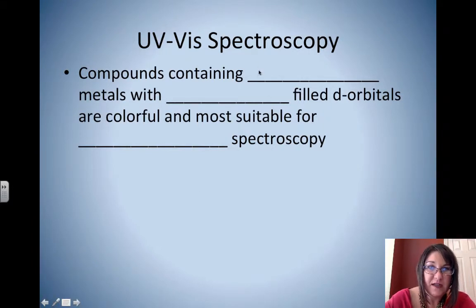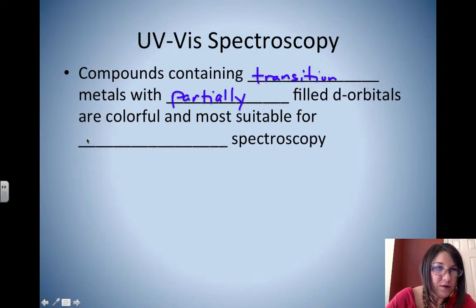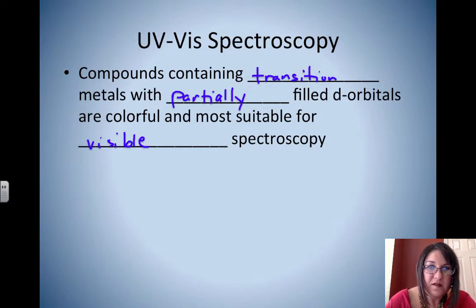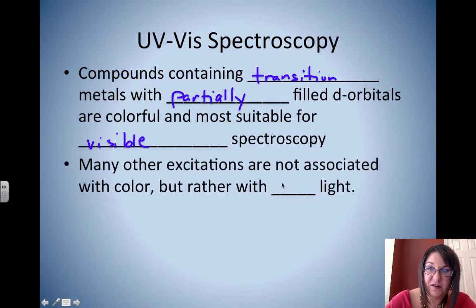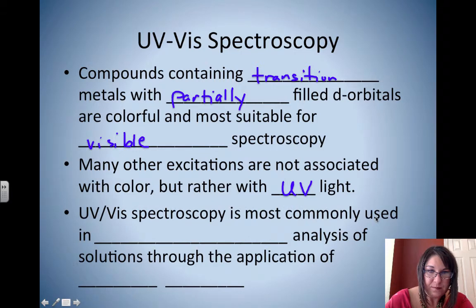Compounds that are containing transition metals that have partially filled d orbitals are the most colorful compounds, and they're most suitable for visible light spectroscopy. Things that are brightly colored are better for light we can see. That makes sense. There are many other excitations that are not associated with colors, but rather with ultraviolet light. So we have to use other detectors besides our eyes to get to those.